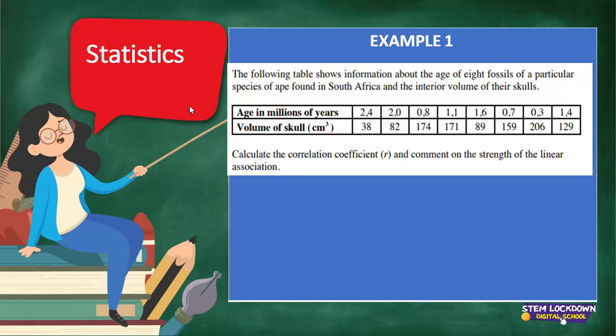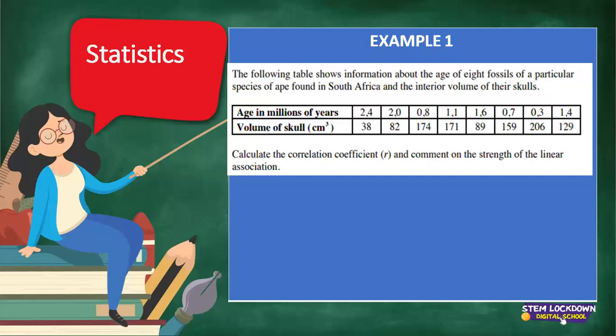Does the volume of the scrotum depend on the years, or do the years depend on the volume? What makes sense is that the volume of the scrotum will depend on the age in years. The more the age, the more the volume. Therefore, the volume is the dependent variable, because it depends on the years, and the years in million is independent.